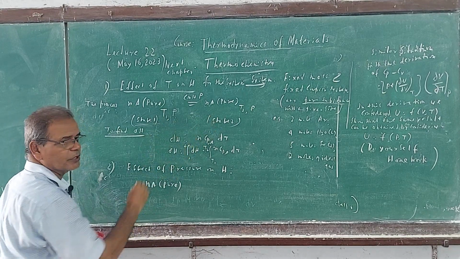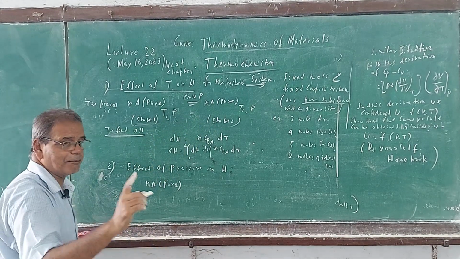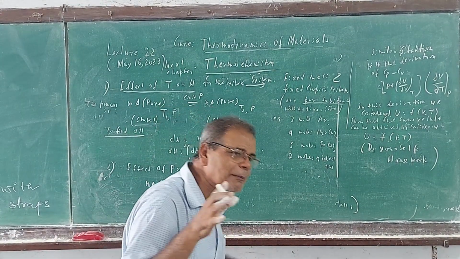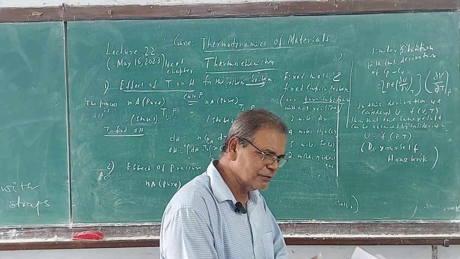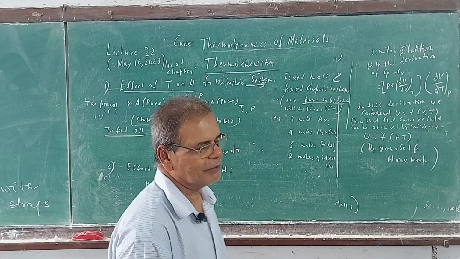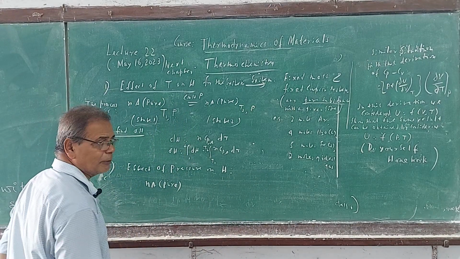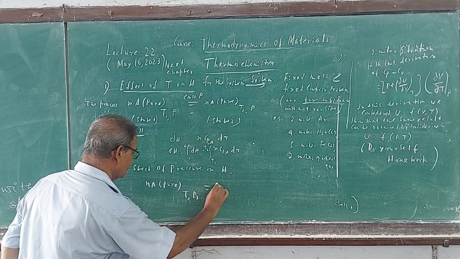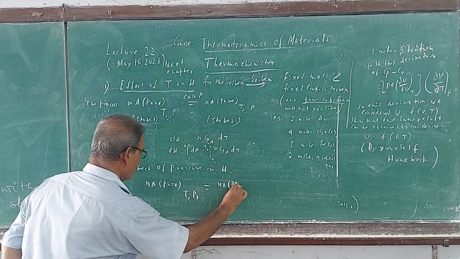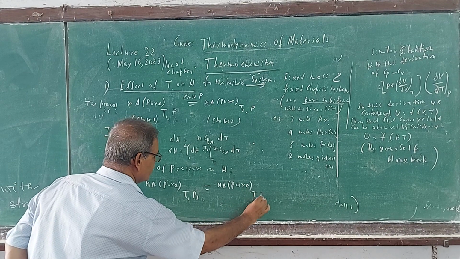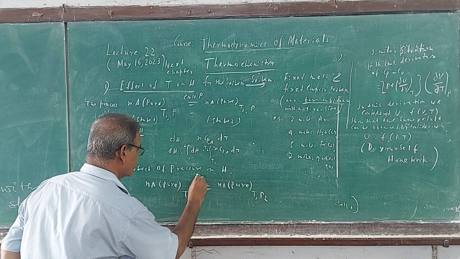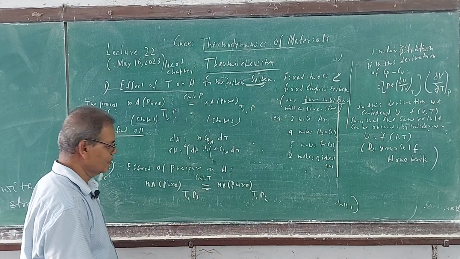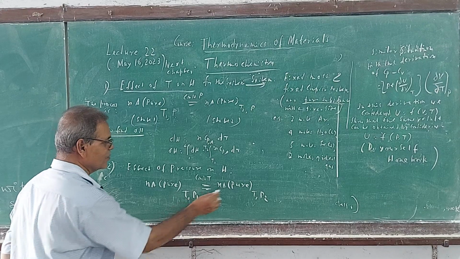Here T, P1 and T, P2. Effect of pressure. Temperature change is the effect of temperature. Both have effects, so one by one we are starting. Effect of pressure means temperature cannot change. So n moles of A pure at T, P1 goes to n moles of A pure at T, P2. Constant temperature: an isothermal process. Pressure changes from P1 to P2.